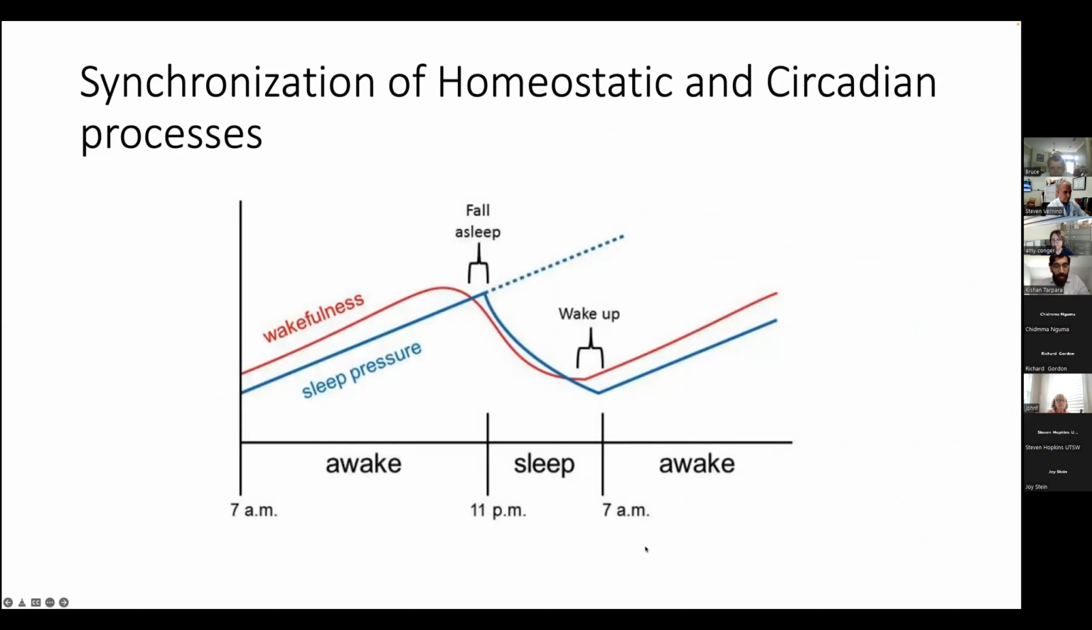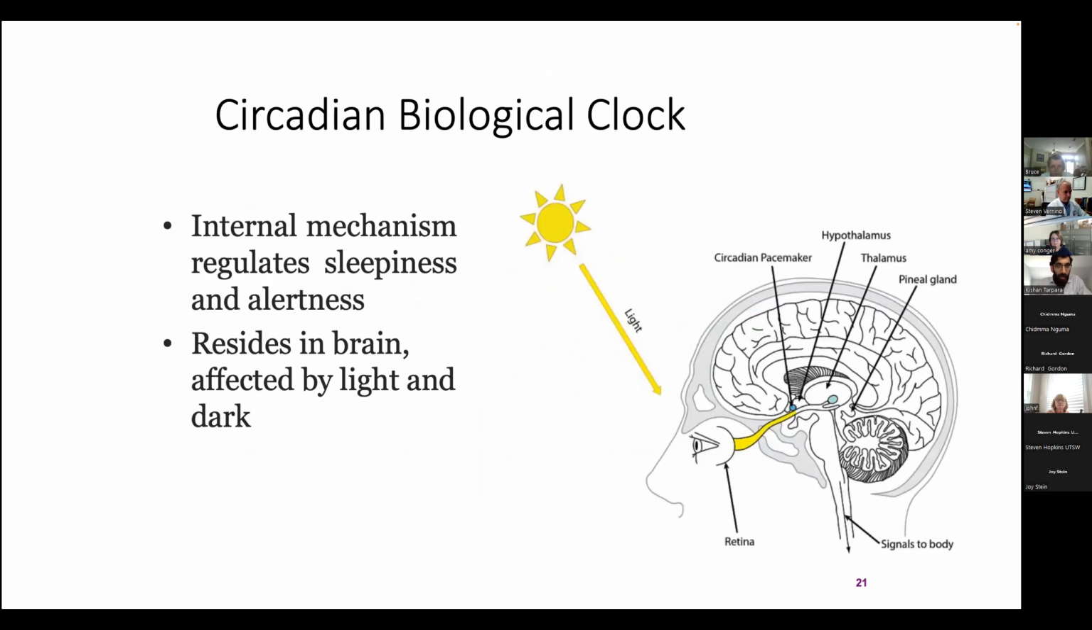So these two processes, C and S, have to be synchronized in order to facilitate normal sleep and regulate sleep properly. And these can become misaligned. So for example, if someone's working a night shift, then you're tending to be awake when your body thinks you should be asleep, and you're trying to sleep during the day when your body wants you to be awake. And this can cause other kinds of problems. So we'll talk a little bit more about that. And so yeah, this is your circadian biological clock. This is your body's way of keeping time.